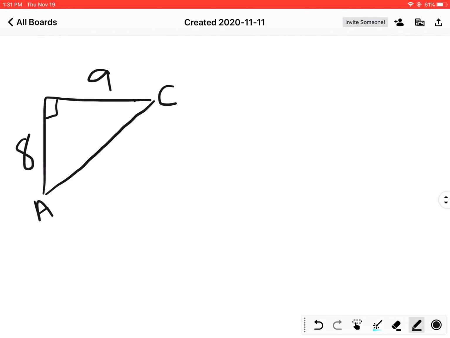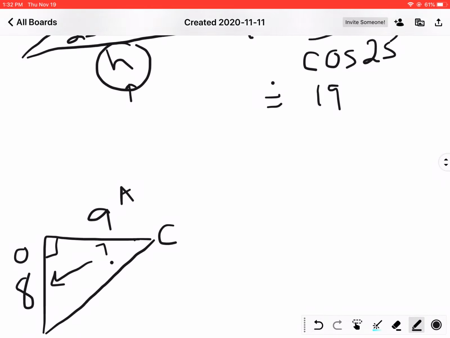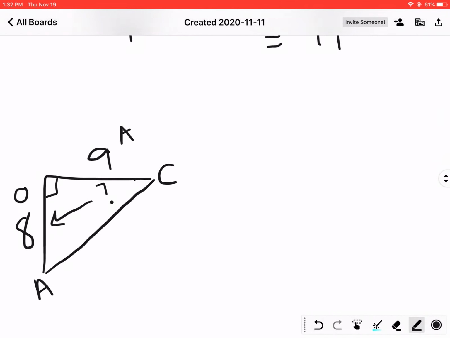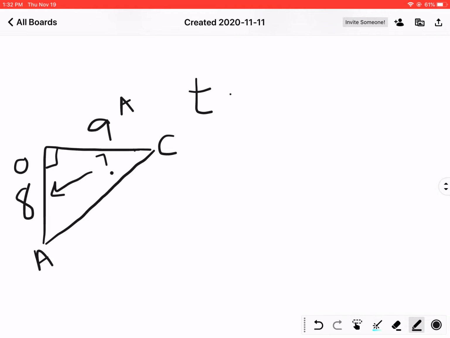And in this one, I have two sides, but I'm looking for an angle. I want to find angle C. So for angle C, this is the opposite. 9 is the adjacent. Remember, adjacent means beside. So opposite and adjacent, going up to the very top, is tangent this time. O and A means tangent. Tangent of C is opposite over adjacent.